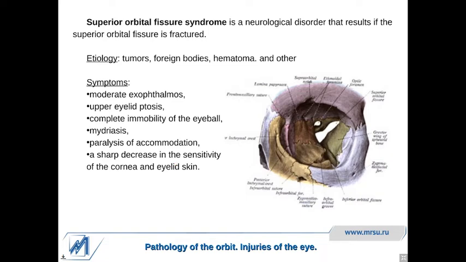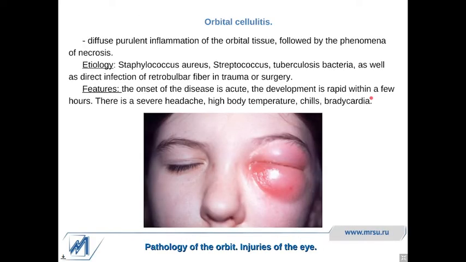So the next is a big inflammatory disease of the intraorbital tissue, fat tissue. The name of this disease is orbital cellulitis. It is a diffuse, purulent inflammation of the orbital tissue, followed by the phenomena of necrosis.